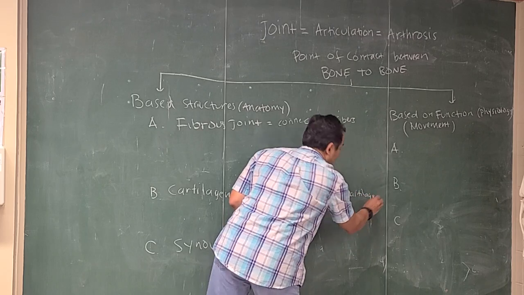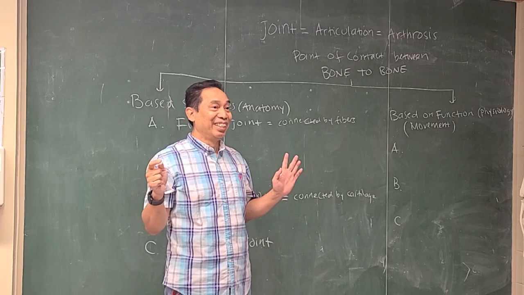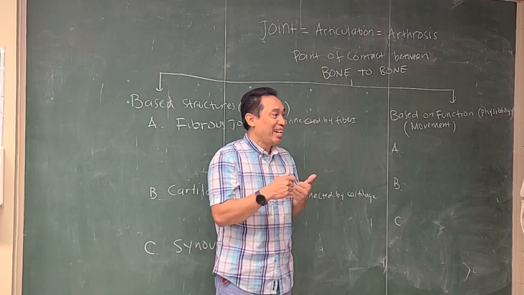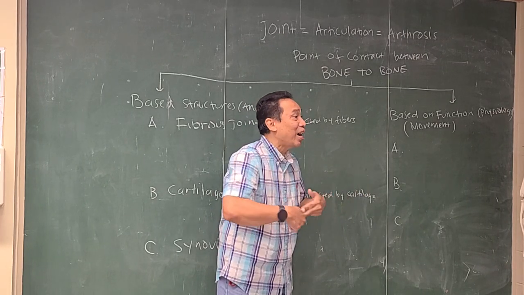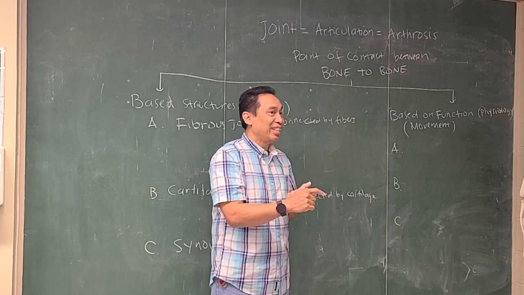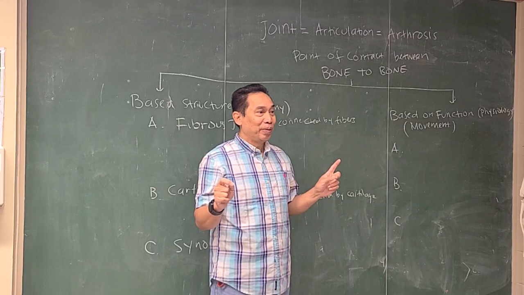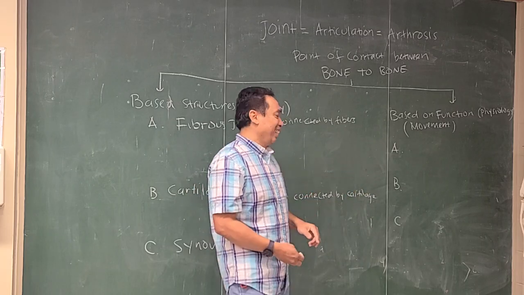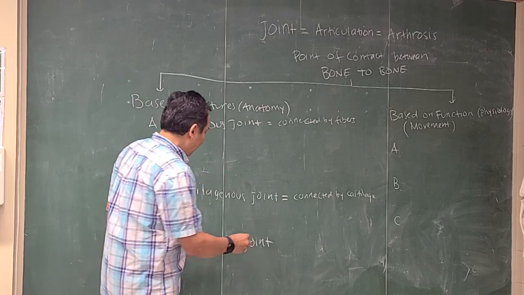There are three types of cartilage. You still remember? Hyaline, elastic, and the last one is fibrocartilage. Get it, right? Hyaline cartilage, elastic cartilage, and fibrocartilage. Which one is the strongest one? Fibrocartilage is the strongest type of cartilage. Alright? That's cartilaginous joint. And what is synovial joint?